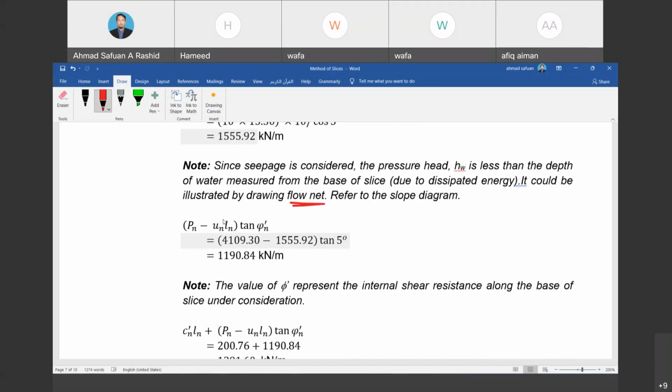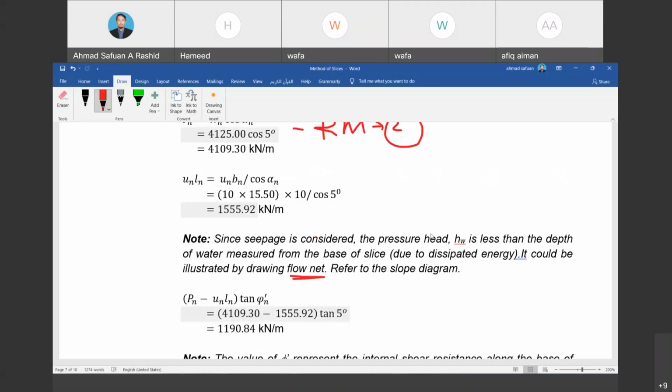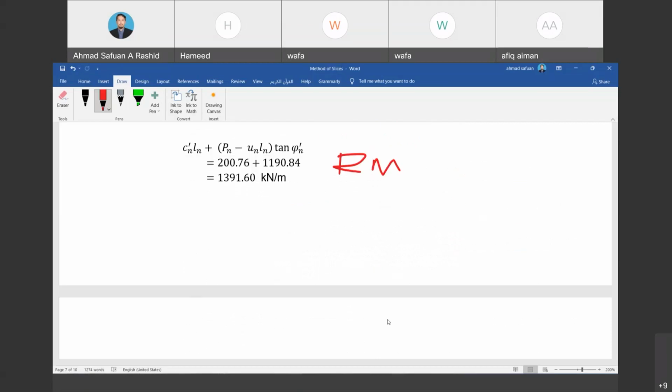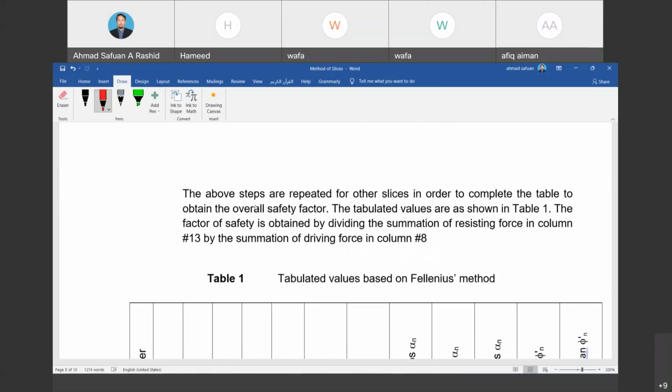Then calculate for the P minus U L N times tangent phi to obtain sub-equation number 2 for the resisting moment. The value of phi represents the angle along the base under consideration. So the total value for the resisting moment is 1391.6 kilo. That is the value for the resisting moment. The above steps are repeated for other slices in order to complete the table to obtain the overall safety factor. The tabulated values are shown in table 1.